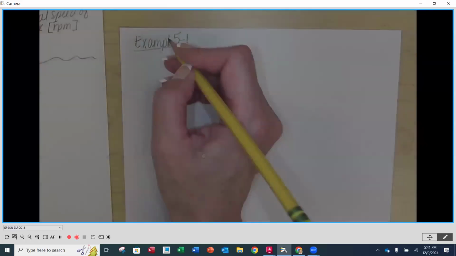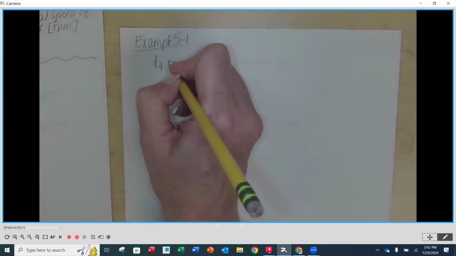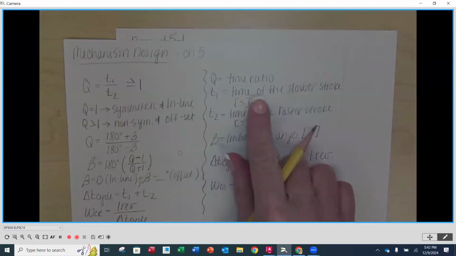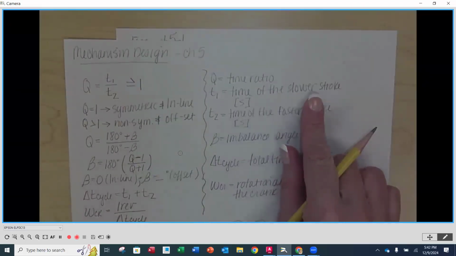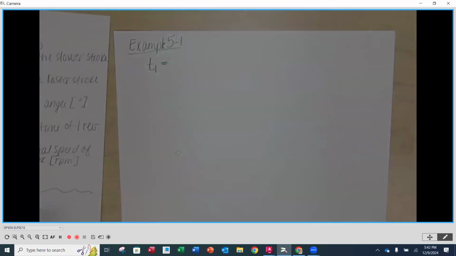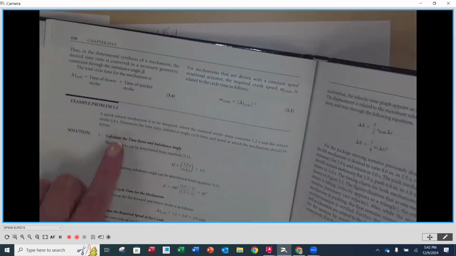And this is going to be example 5.1. What I know is T1 is equal to, remember T1, if we look back over here, T1 is the time of the slower stroke. So it said that we were doing a quick return mechanism. That means it's going to have a slower stroke on the outbound, and then it's going to come back more quickly, right? And then it's going to have a slower stroke again and then come back quickly.